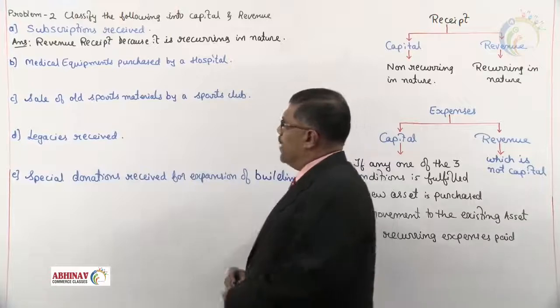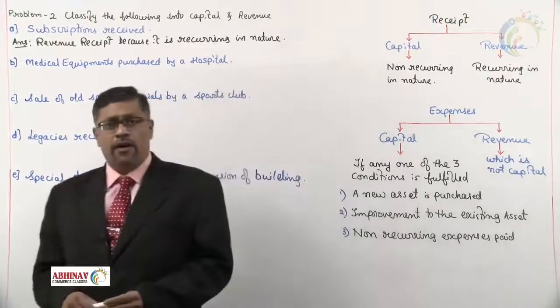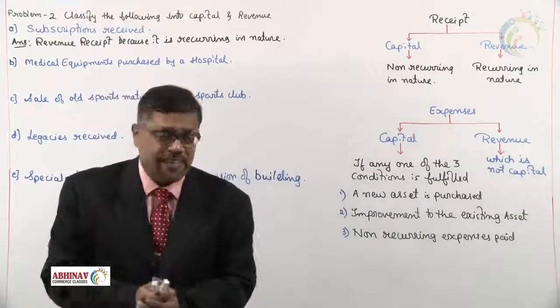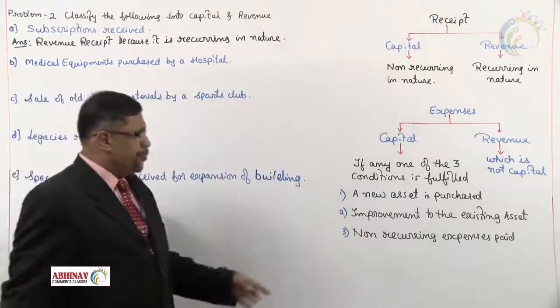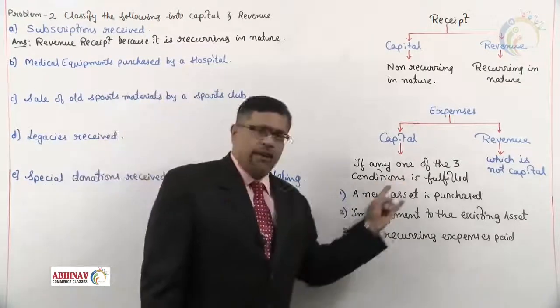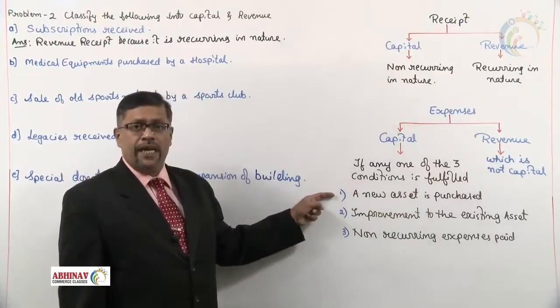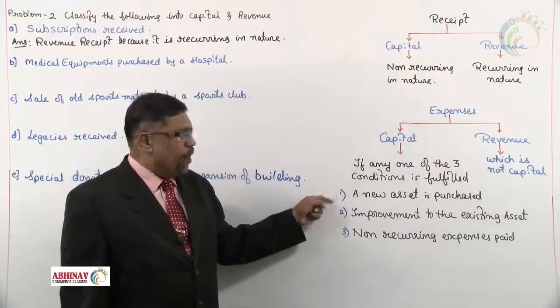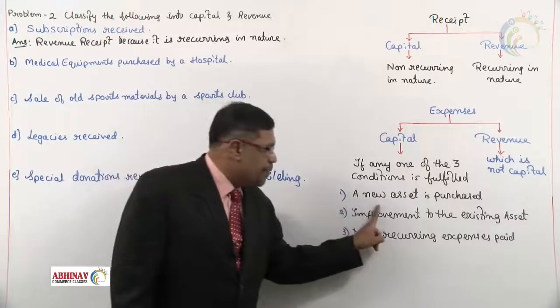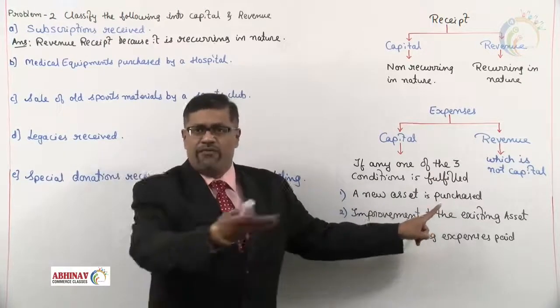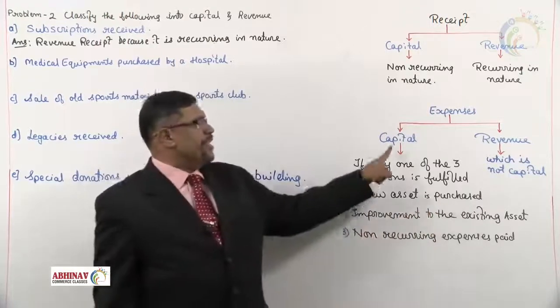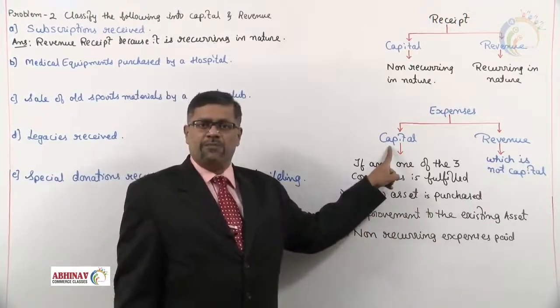Let's take the next one. Medical equipment purchased by a hospital. It's an expenditure. Let's see, is it capital or revenue? What is capital? If any one of the three conditions is fulfilled. By purchasing the medical equipment, a new asset comes into existence because a new asset is purchased. First condition is fulfilled. So it is called a capital expenditure.